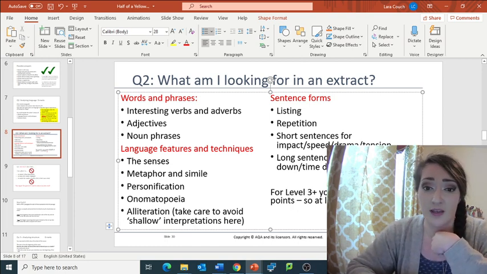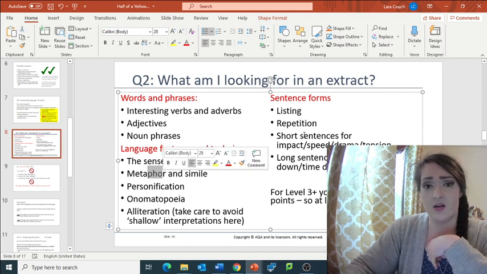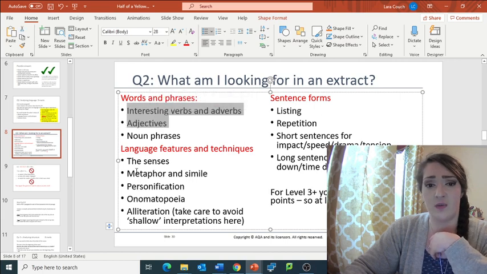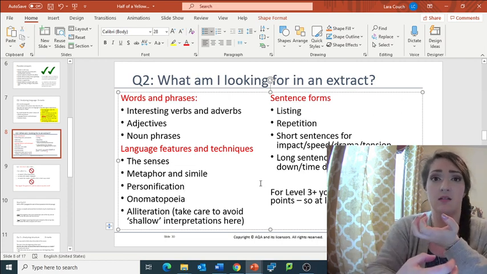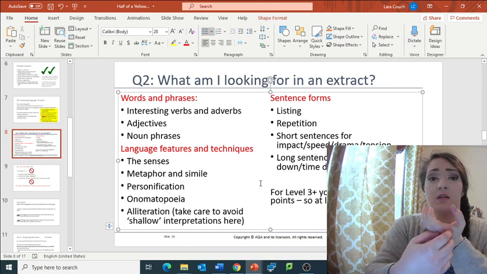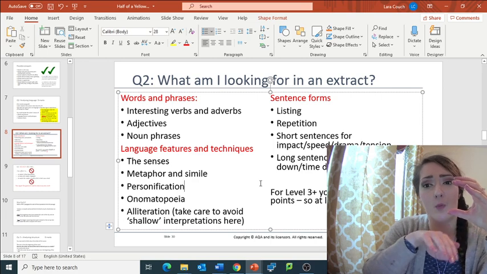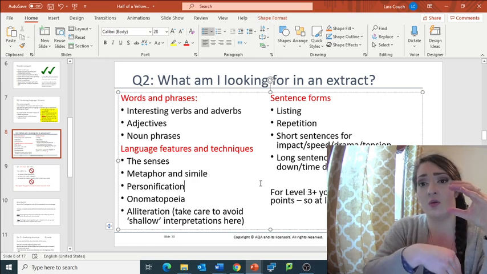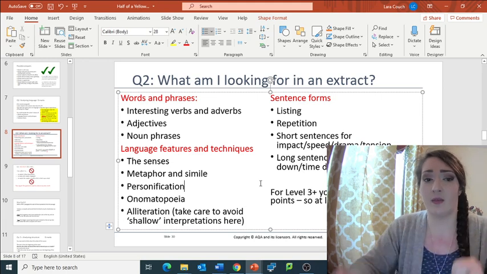You need a range of points to get above level 3. So you want to be doing at least two Ps. You might choose a word that you want to zoom in on, you might choose a metaphor or a language feature, you might choose a sentence type. But you want to be looking at the same quote from multiple angles. So say you pick the word happy, write a couple of points about what it can mean, what it shows, what you can imply, what the effect is, so dig really deep into those.